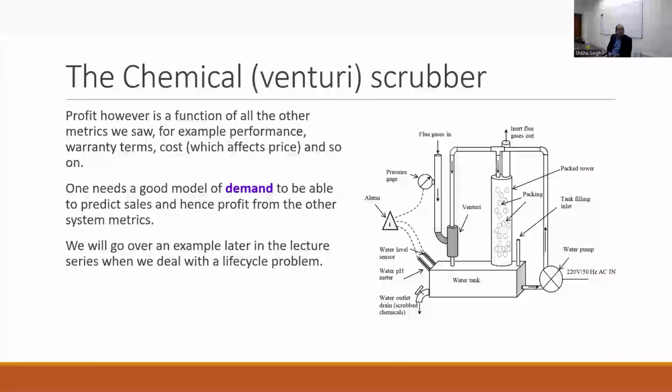Right? So one of the things that we say is that, this is looking at demand. Okay, so let me just break the suspense here. We're looking at demand in this case. Profit is a function of other metrics we saw. One needs a good amount of demand to be able to predict sales and hence profit in the system metrics, right? So our utility, as the manufacturer's utility function, will be a function of what is a profit, what is a brand image, and so on and so forth, right?